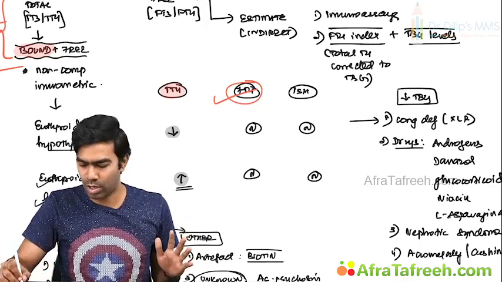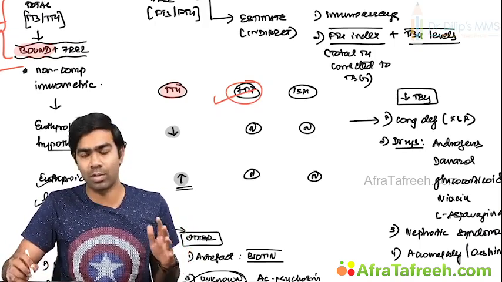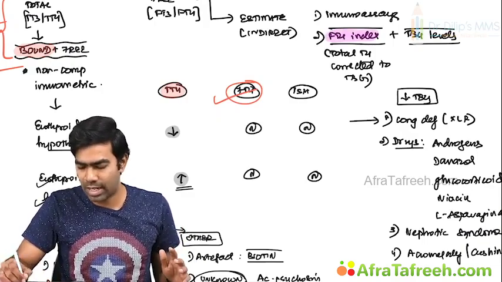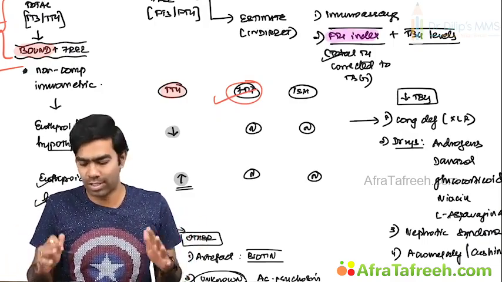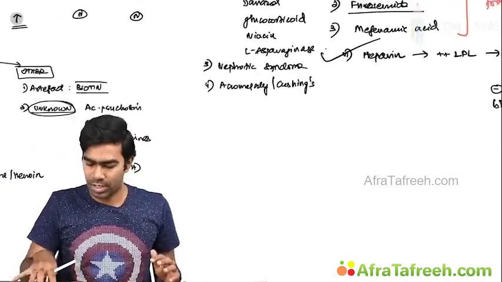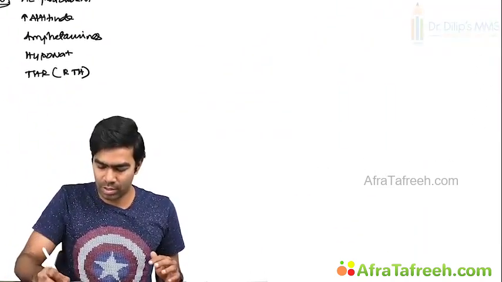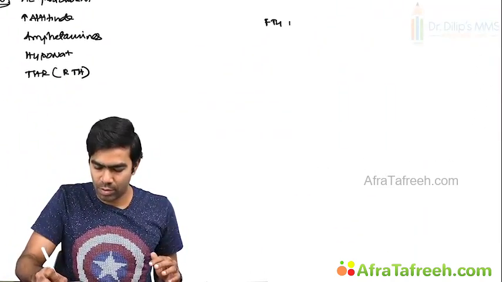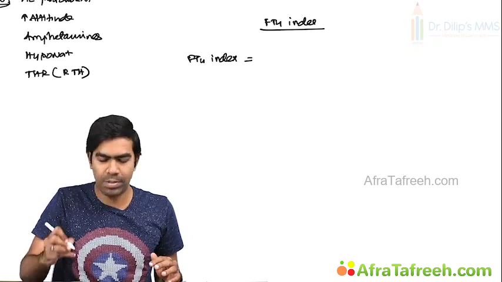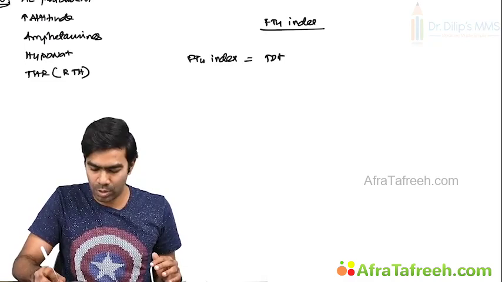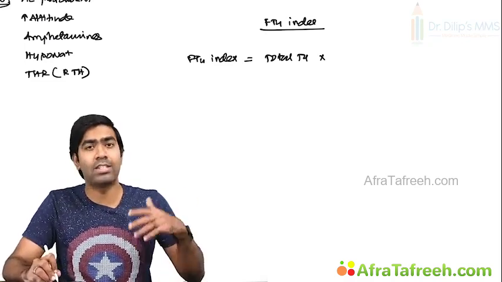In that, the most important method they will be asking in the exam is the free T4 index. Definitely important. What do you mean by the free T4 index? That is nothing but the total T4 that is corrected to TBG. So let us separately discuss the free T4 index. How are you going to calculate it? Free T4 index will be equal to the actual total T4, and you have to correct this to the TBG.